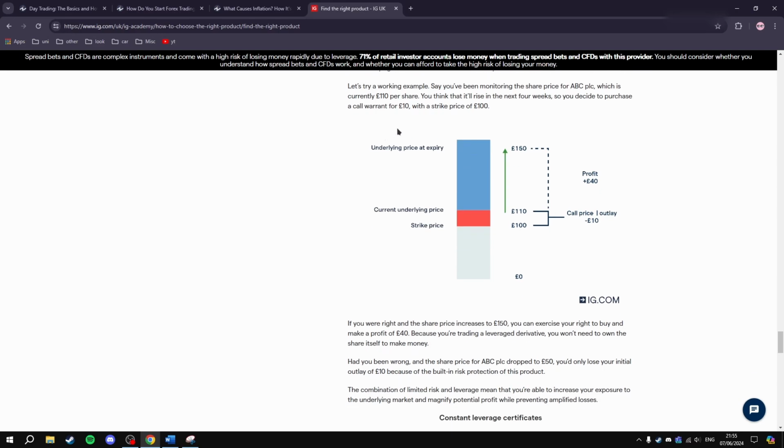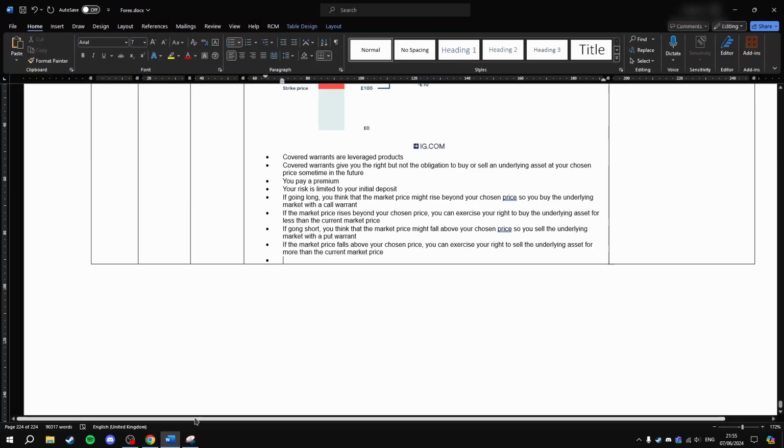Let's try a working example. Say you've been monitoring the share price for ABC PLC, which is currently £110 per share. You think that it will rise in the next 4 weeks, so you decide to purchase a call warrant for £10, with a strike price of £100. So strike price, remember, is your chosen price.